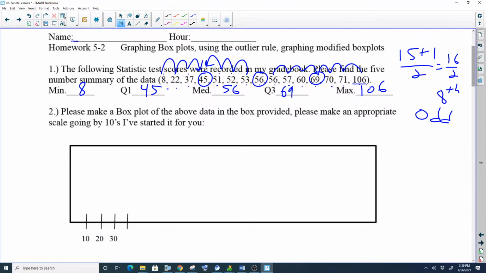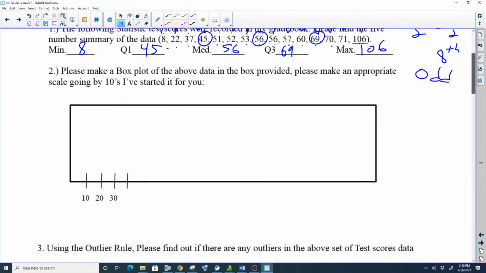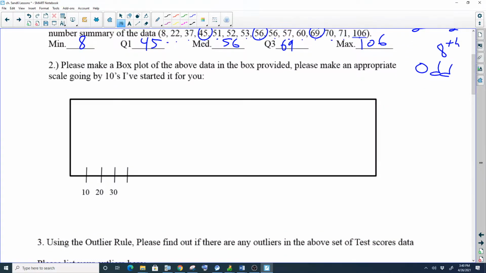And so you want to do a box and whisker plot now with your 5-number summary going to 106. So you would draw on your paper there 40 and 50. There we go. 60, 70, 80, 90, 100, and 110. And so our maximum is about here at 106. Our minimum is at 8.